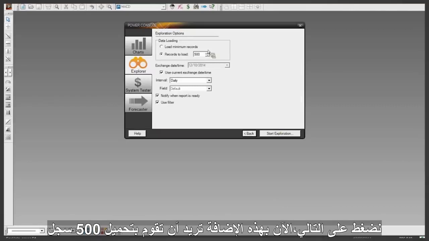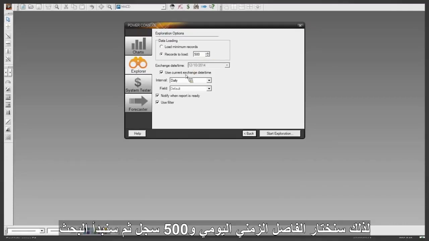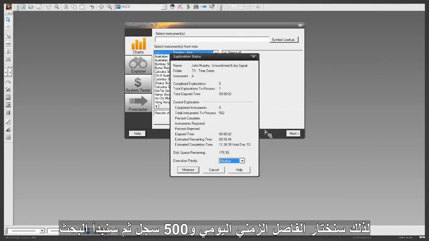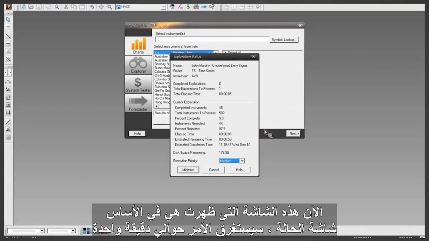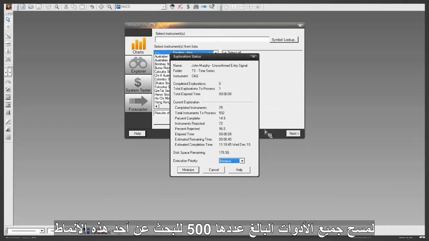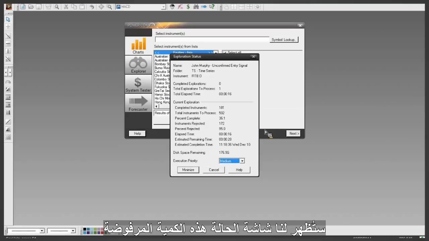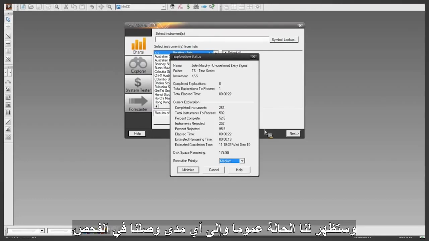Hit next. Now with this add-on, you want to load 500 records. So we're going to take our daily interval, 500 records, and we're going to start the exploration. Now this screen that pops up is basically a status screen. It's only going to take about a minute to scan through all 500 instruments to look for one of these patterns. Now this status screen is going to show us the amount rejected. It's going to basically show us the status, how far we are into the scan. And we should get a few results for each of these patterns.